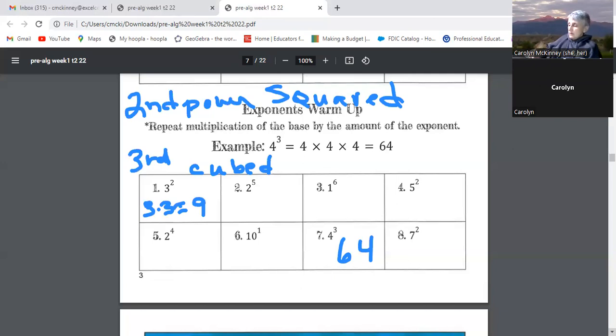2 to the 5th power. This is going to be 2 times 2 times 2 times 2 times 2. I ran out of space. So 2 times 2 is 4. Times another 2 makes 8. Times another 2, 16, times another 2, 2 to the 5th power is 32. All right, 32. So I'm going to erase a little bit of my excess work from that problem.